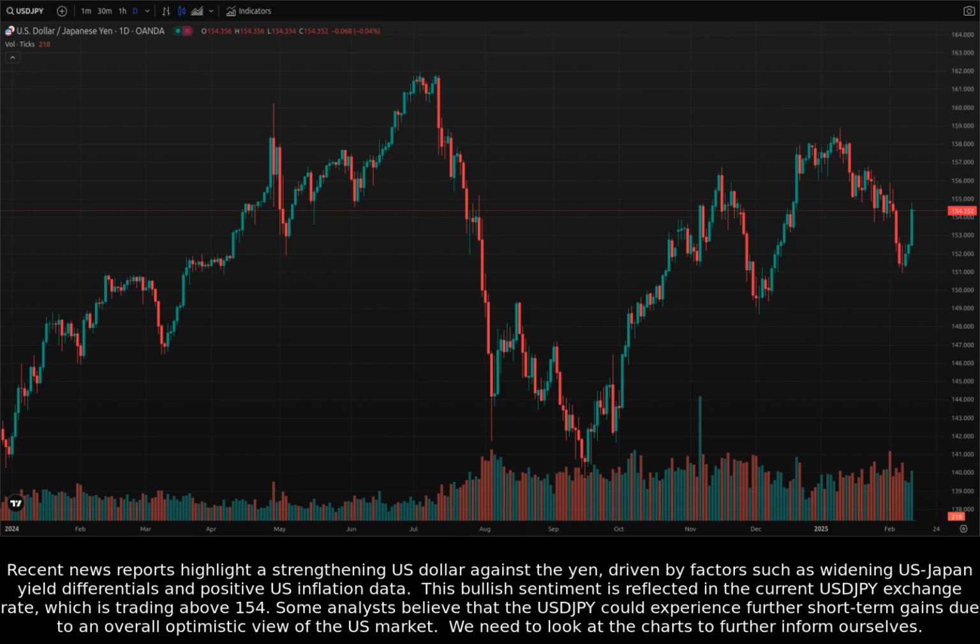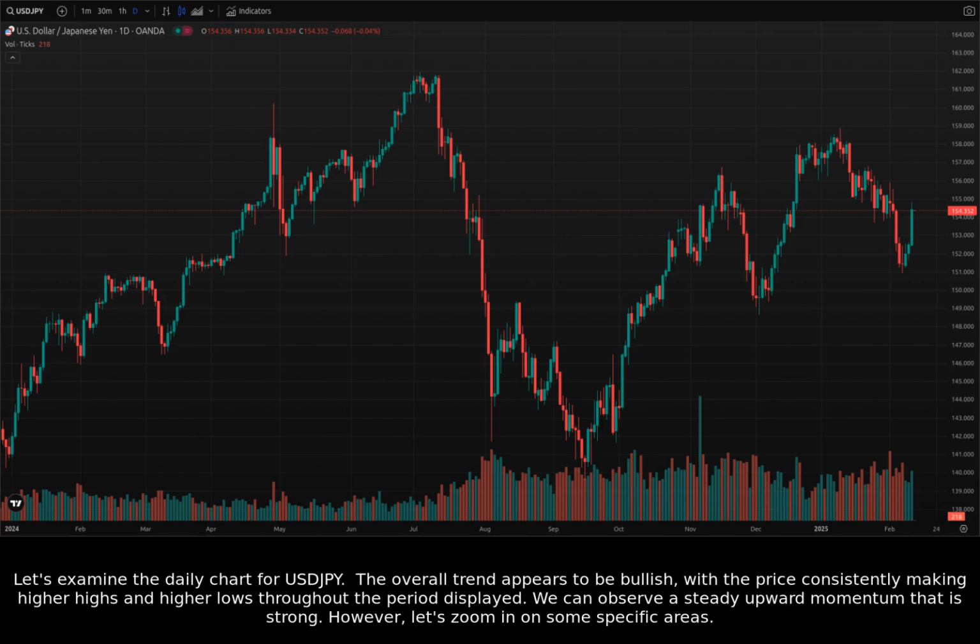Some analysts believe that the USDJPY could experience further short-term gains due to an overall optimistic view of the US market. We need to look at the charts to further inform ourselves. Let's examine the daily chart for USDJPY. The overall trend appears to be bullish, with the price consistently making higher highs and higher lows throughout the period displayed. We can observe a steady upward momentum that is strong.